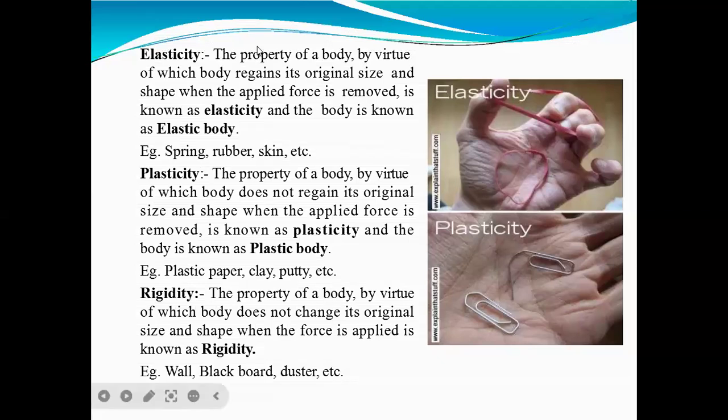So first of all, what is elasticity in our real life? The property of a body by virtue of which the body regains its original size and shape when the applied force is removed is known as elasticity, and the body is known as an elastic body. For example, spring, rubber, skin, etc. In our real life we use elastic bodies. So this is the rubber.